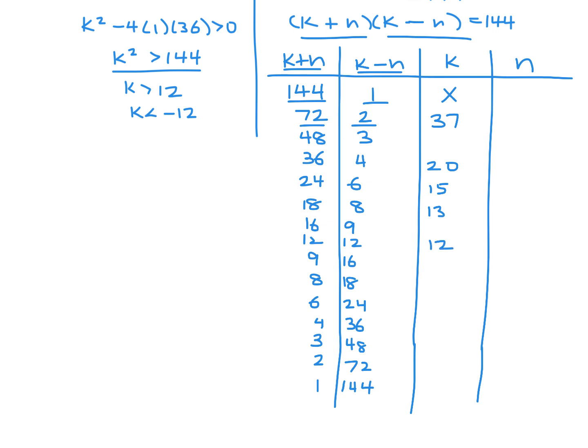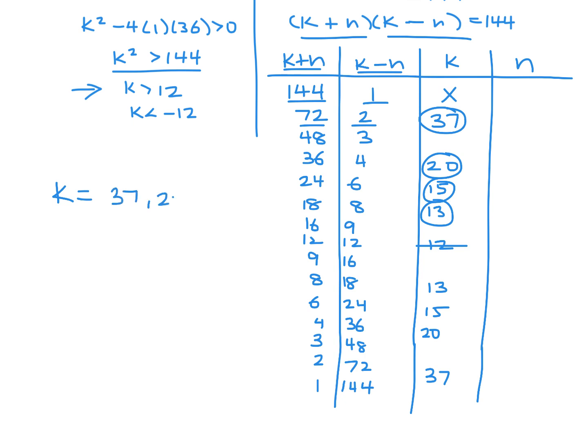And then, of course, they're also going to happen in the same way down there, because those are pretty much the same calculations. Yeah. All right, so we have a whole bunch of values, but they want distinct ones. So I've got 37, 20, 15, and 13, but I can't use the 12, because remember k has to be greater than 12. So the values I got for k are 37, 20, 15, and 13.